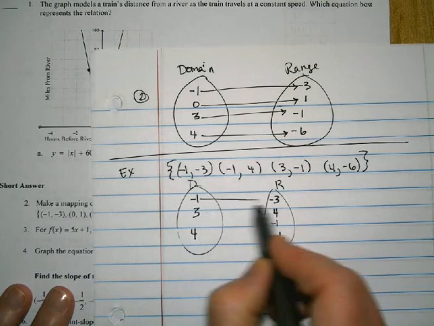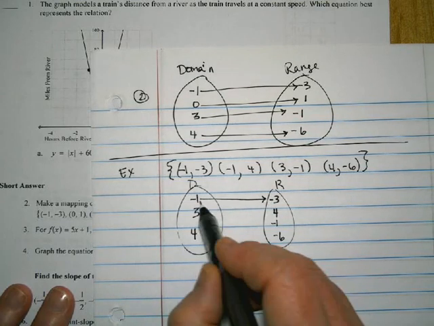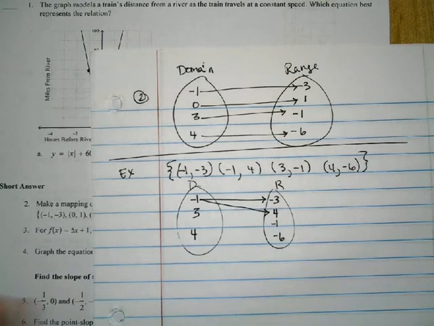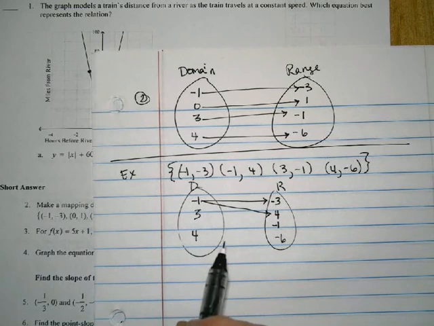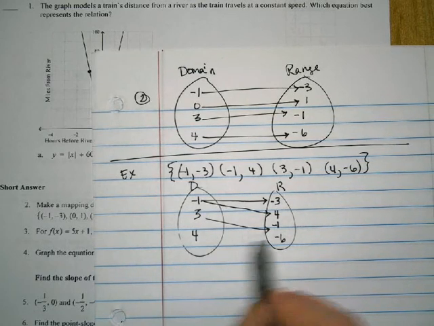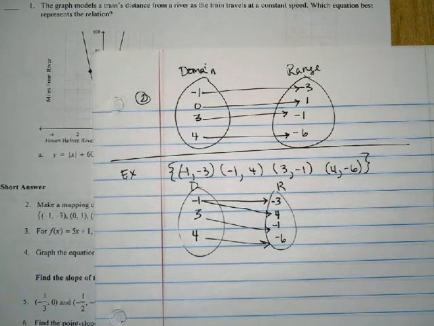Negative 1 matches with negative 3. Negative 1 also matches with 4. All they're asking you to do at this point is map the relation. But eventually we're going to say, is it a function? This would be the indicator that it is not a function because you cannot use x values twice. 3 would map to negative 1 and 4 to negative 6.